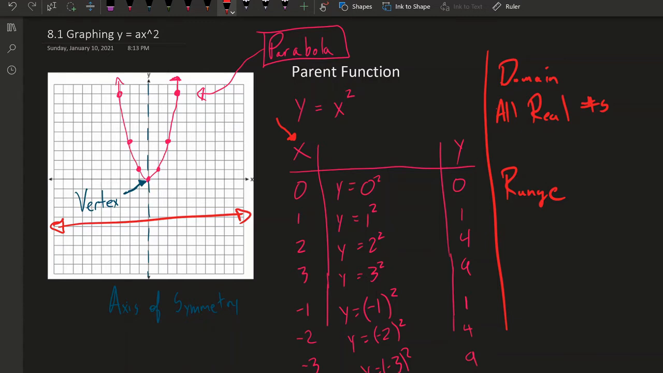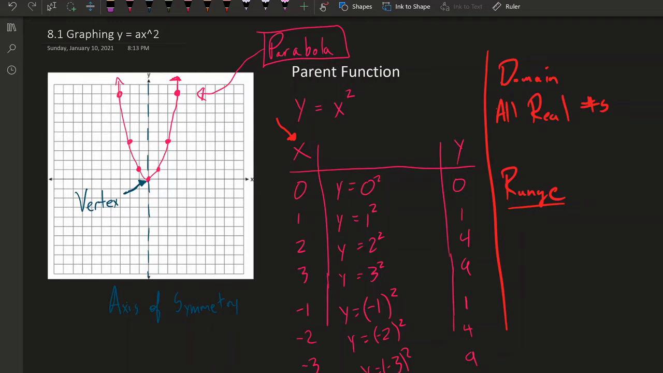So what this is saying with all real numbers is that I can plug in any number for x, and that'll work. Now here for the range, that's the same idea, but it's a list of all of the outputs. What numbers can I get? Now this one's a little bit different for parabolas, for quadratic functions, because I can't get any number.